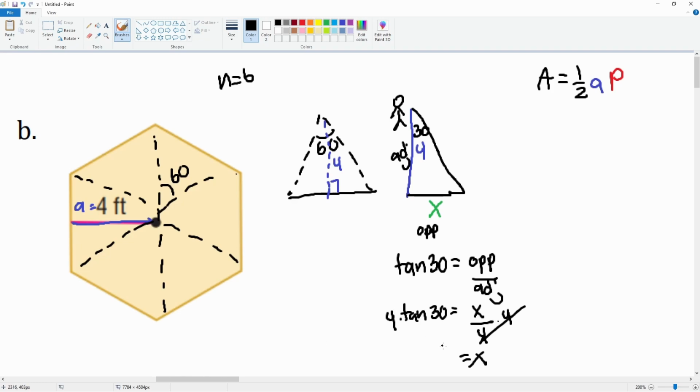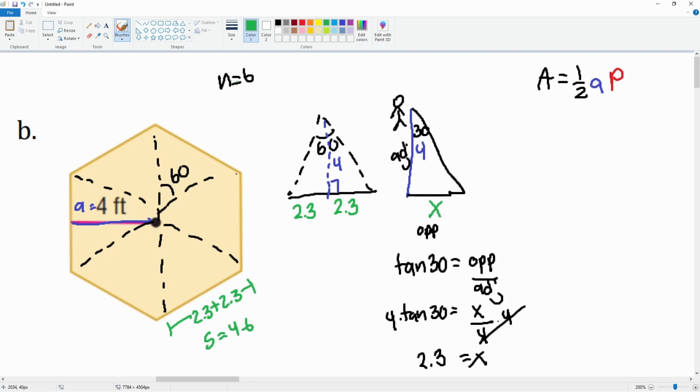That gets me around 2.3 for the x. So this thing is 2.3. So this is 2.3. This is also 2.3. So the whole thing here is 2.3 plus 2.3, which is what? 2.3 plus 2.3. So here, the side is equal to 4.6.